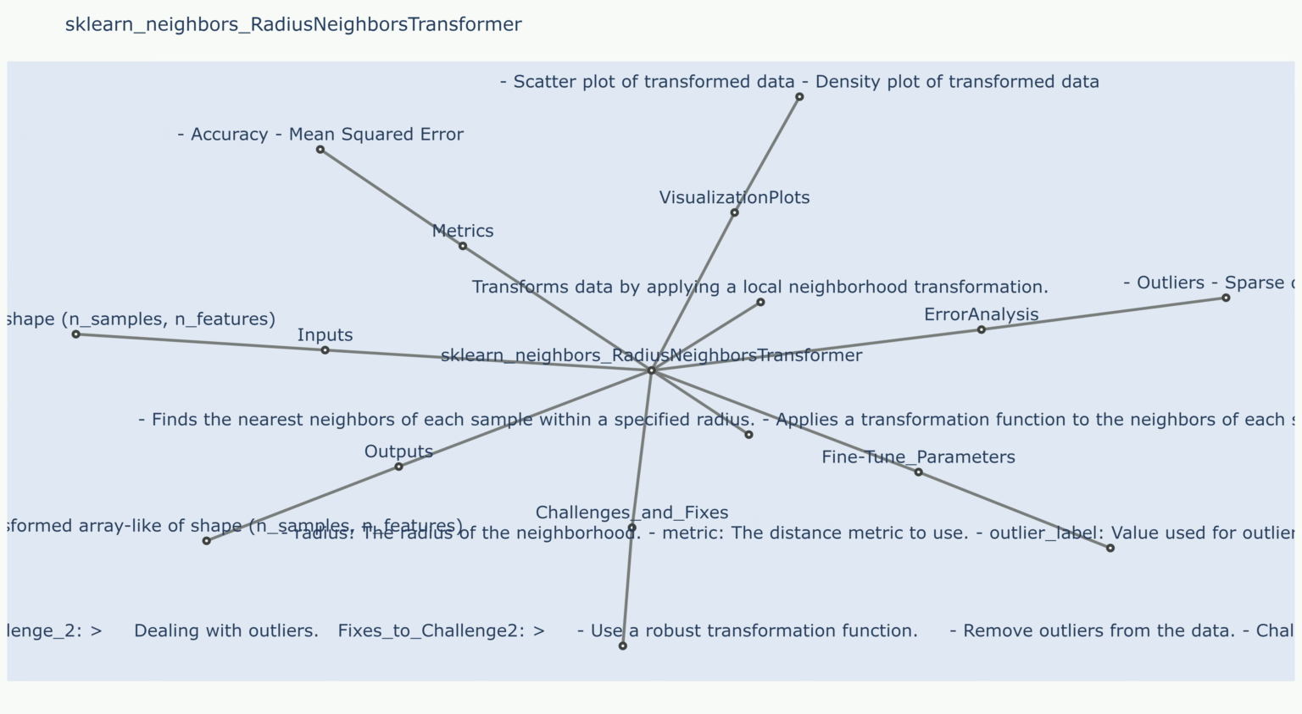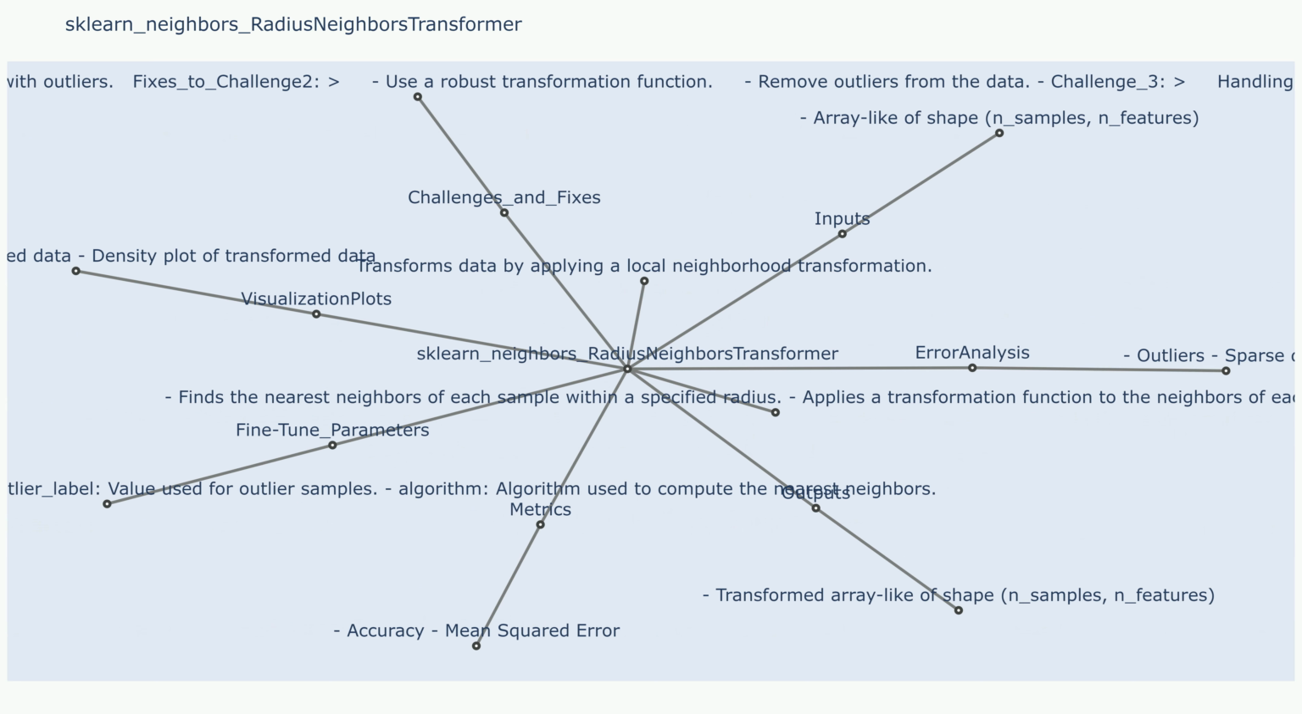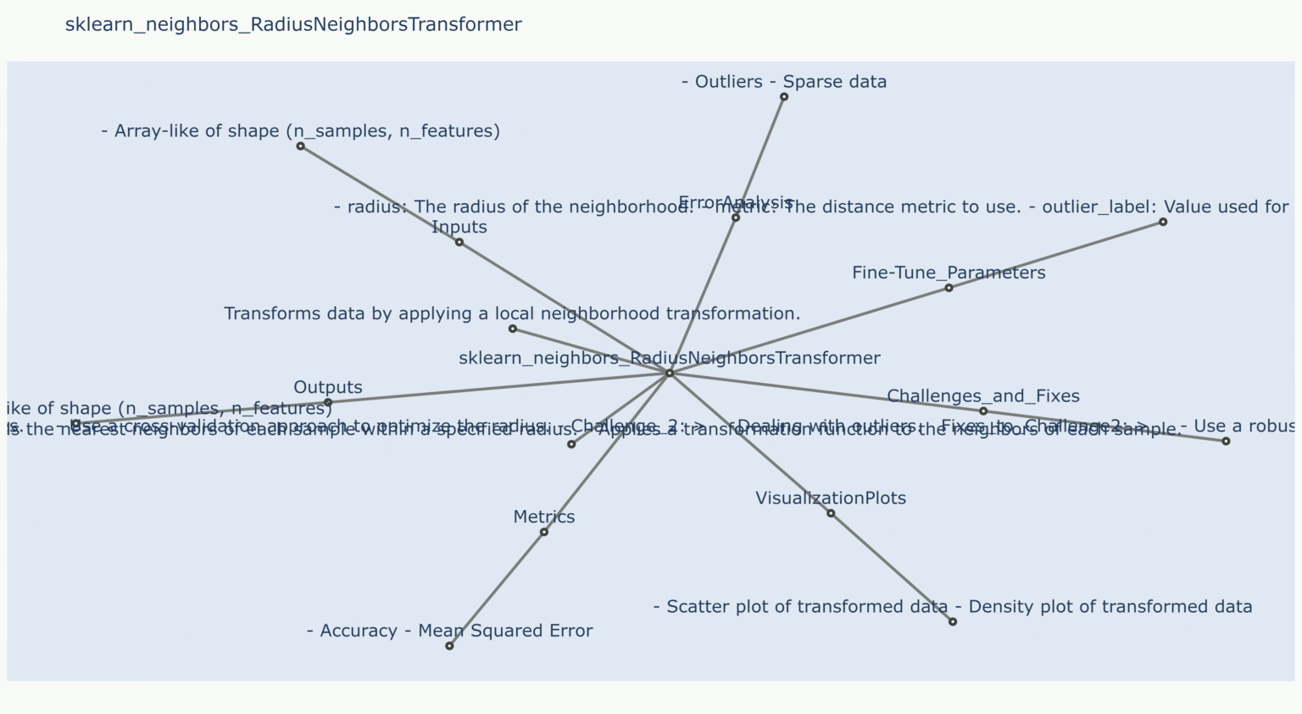Outputs. Transformed X. This is the output data. A 2D array with the same dimensions as X, where each sample has been replaced by the average of its neighbors within the specified radius. Neighbors indices. This is a 2D array where each element contains the indices of the neighbors for the corresponding sample in X.